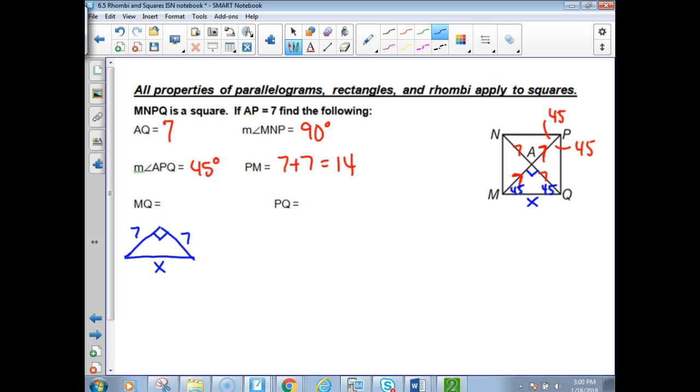You remember the name of the theorem? Say it louder. Pythagorean theorem. Yes, Pythagorean theorem. A squared plus B squared equals C squared. So here's how we get MQ. This is your MQ. And this is where A was. So 7 squared plus 7 squared equals X squared. Or you could have that reversed. That's 49 plus 49 equals X squared. 49 plus 49 is 98. Then we take the square root of 98 to get X.